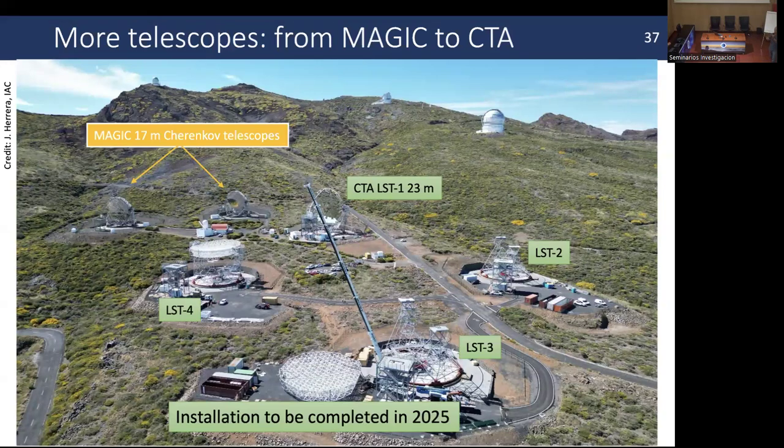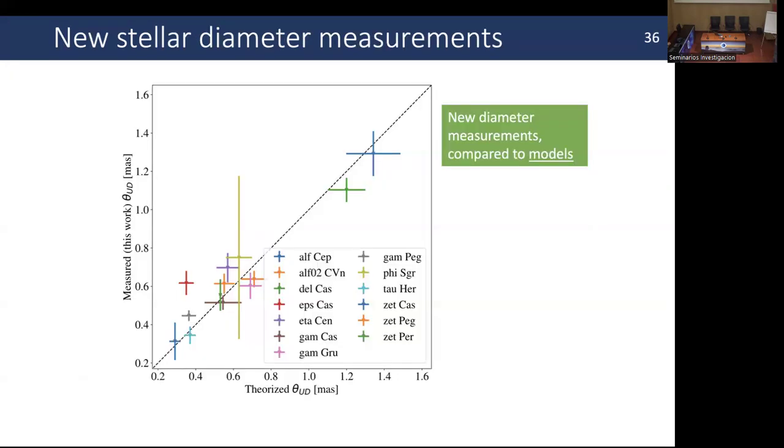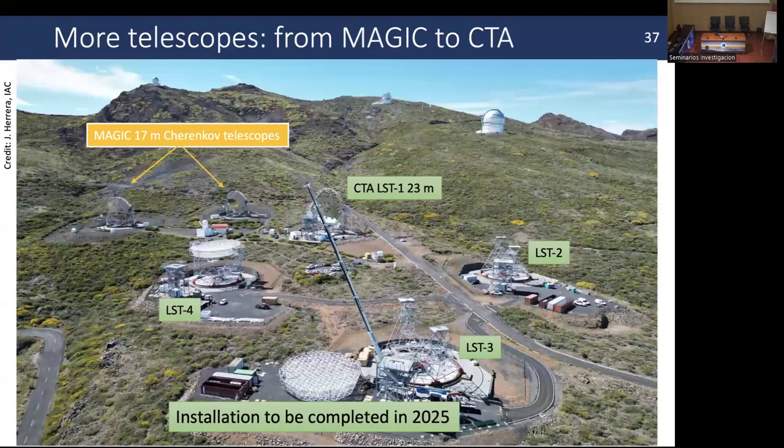But this is not enough. We want to bring more telescopes into the game. As you can see here, the kind of stars that we are looking at are actually relatively bright. So we would like to add more telescopes so that we are more sensitive. The baseline, the distance between the two MAGIC telescopes, is 86 meters. By adding more telescopes that are farther away, we increase the baseline, and that means we can go to smaller stars. So we plan to go to weaker and smaller stars.